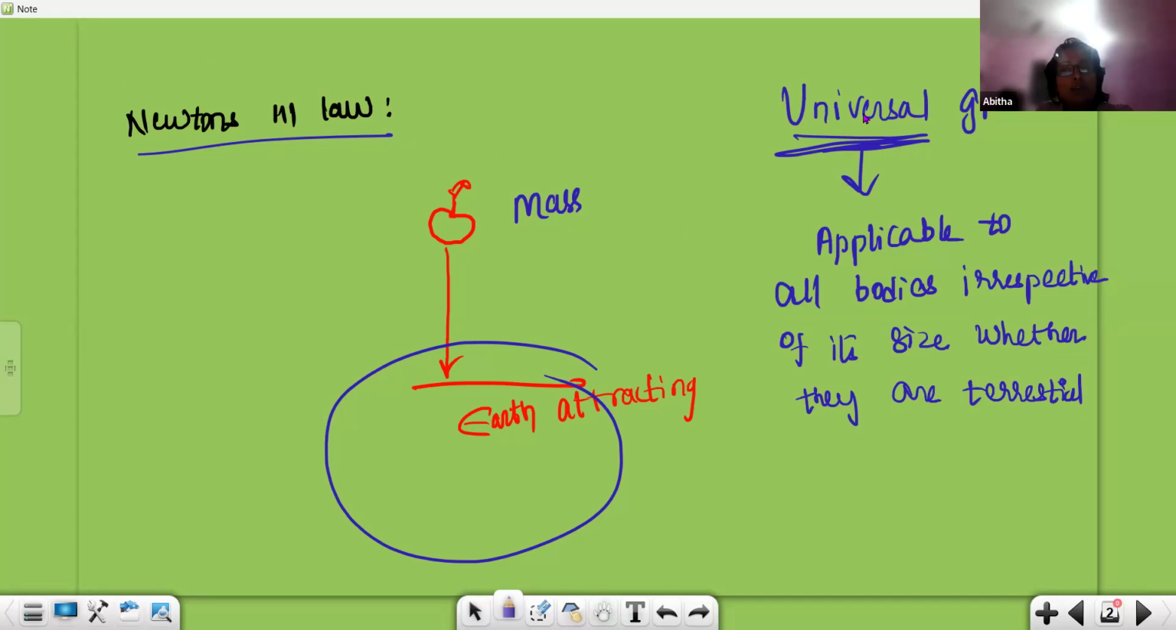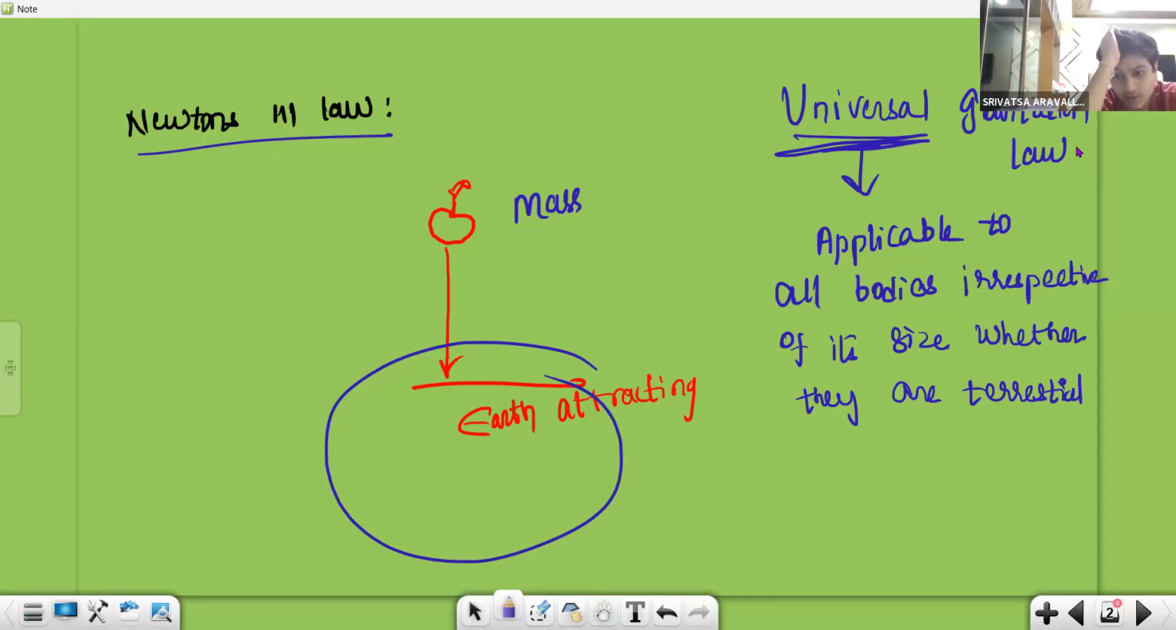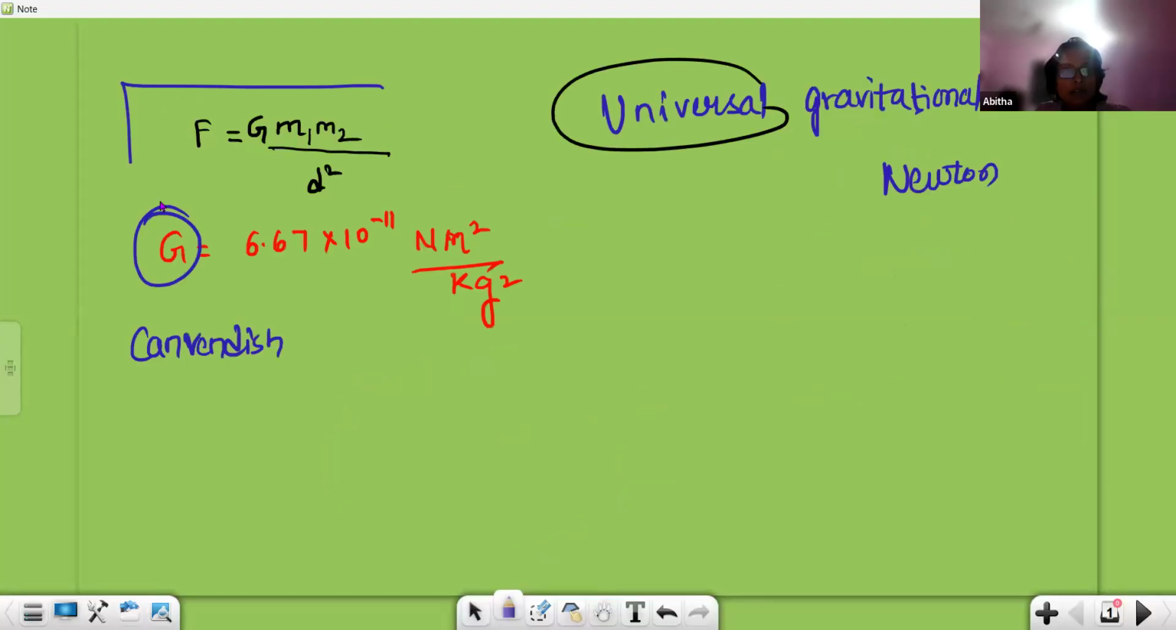But coming to the universal gravitation law, according to this law, there is a gravitational force and that is applicable to all bodies irrespective of the size, whether they are terrestrial. Clear so far? Yes, I'm clear. Can we do questions on this formula, like numericals on this formula? You're clear?